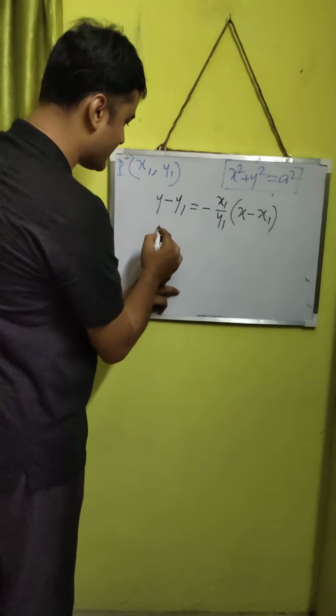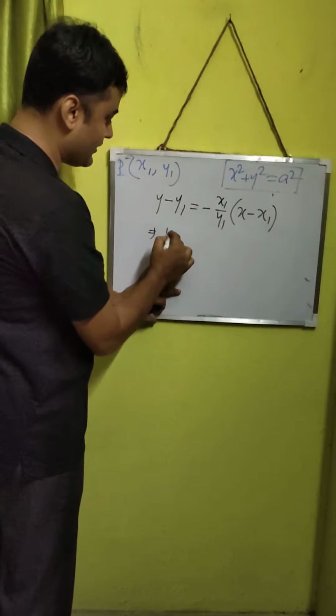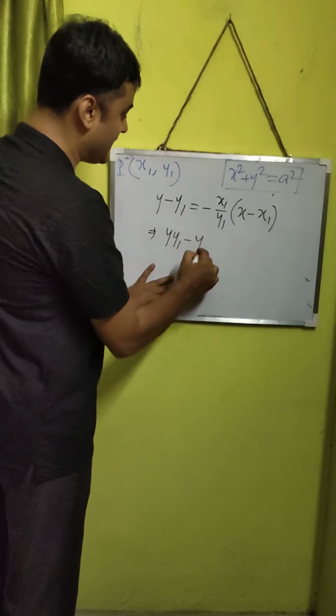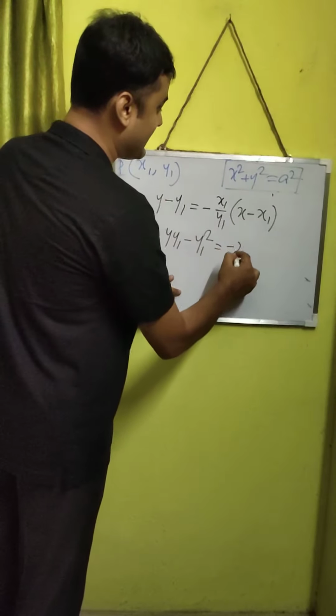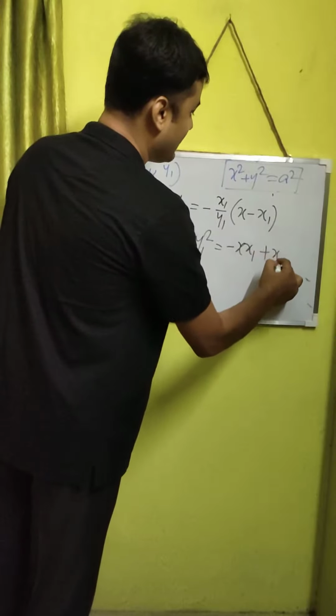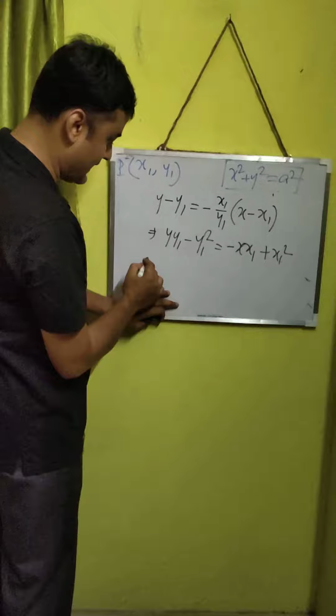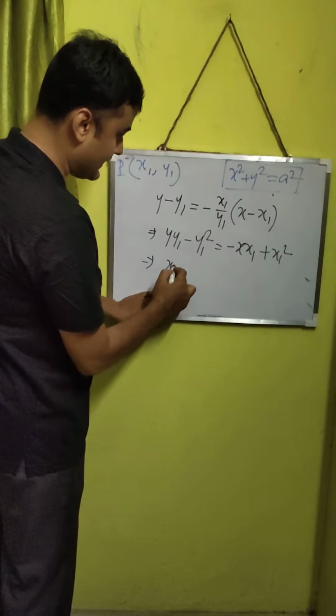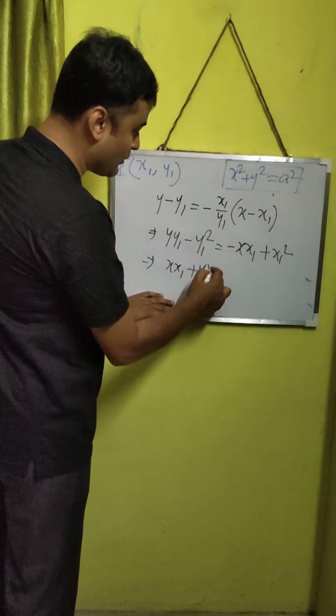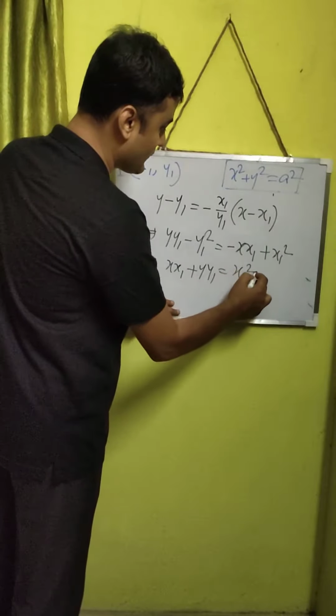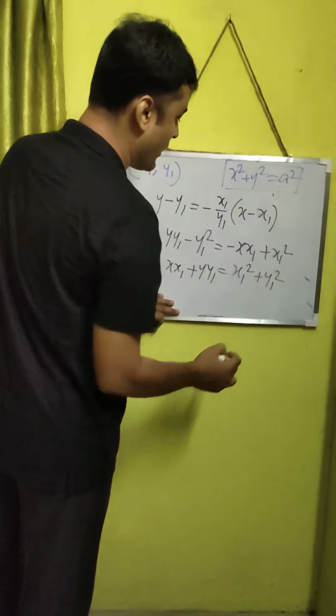Simple enough? Yes. Cross multiply it. y y1 minus y1 square equal to minus x x1 plus x1 square. Bring this to this side and that to that side. So this becomes x x1 plus y y1 equal to x1 square plus y1 square.